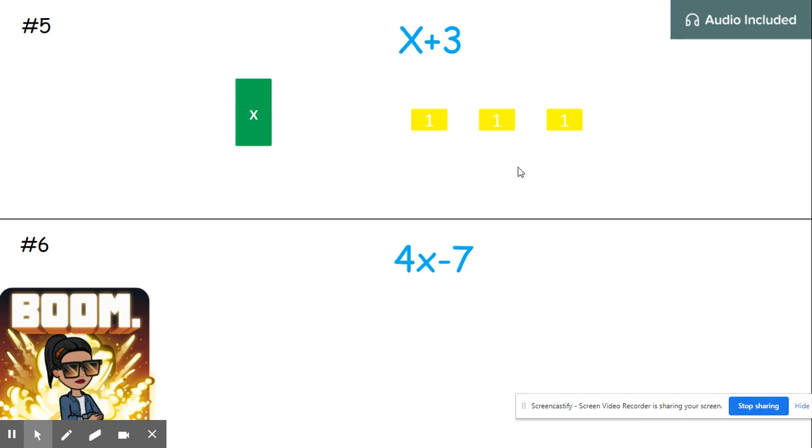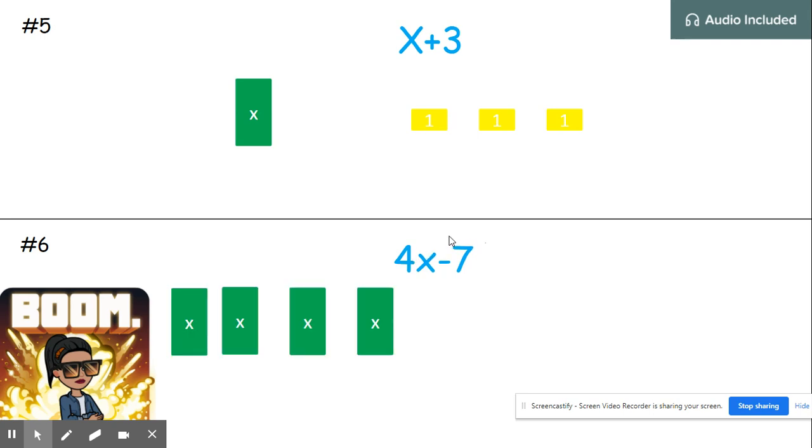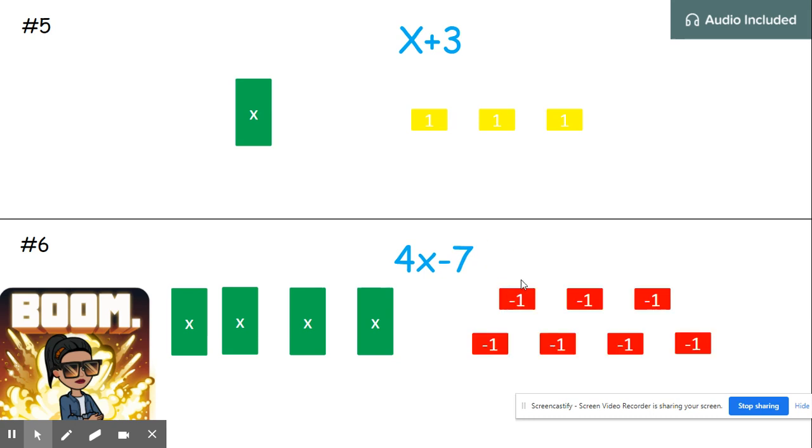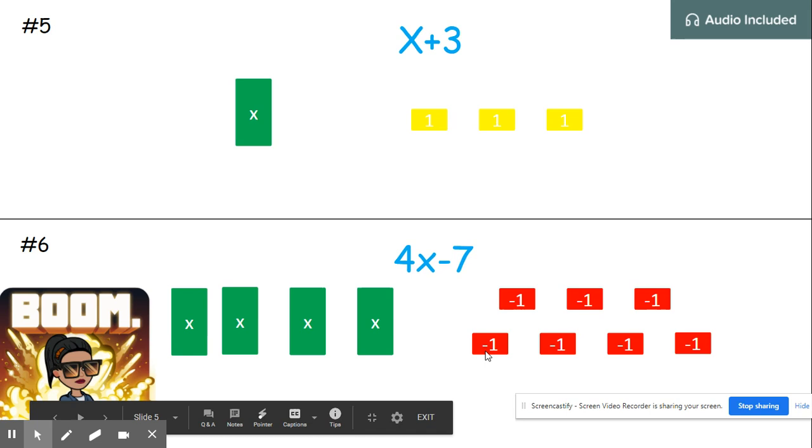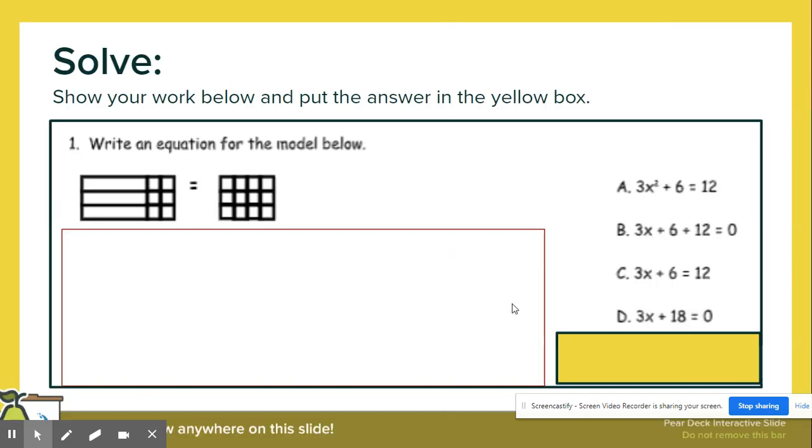Okay, super easy. Next one, I have a 4x. Is it positive or negative? If it didn't have a negative symbol in front of it, I'm going to assume it is positive. Okay, so I have a positive 4x, which is green. So I have 4 greens and a -7. So if it's a negative number, I'm going to need 7 red. So 1, 2, 3, 4, 5, 6, 7. And that is it for our expressions.